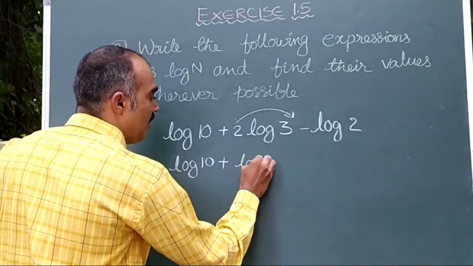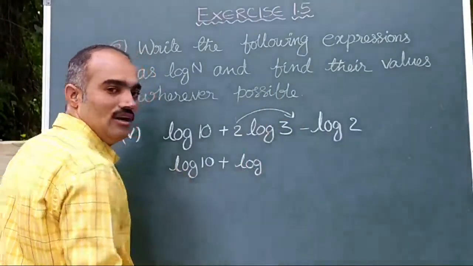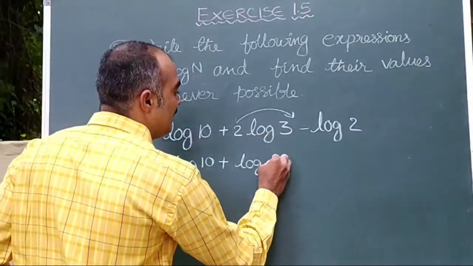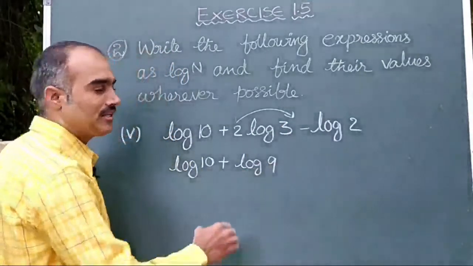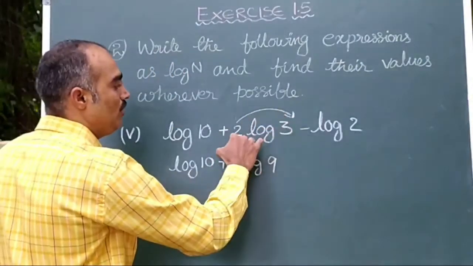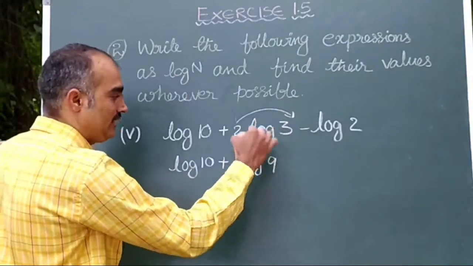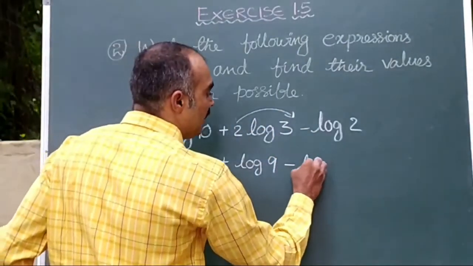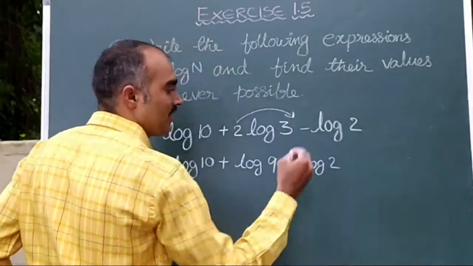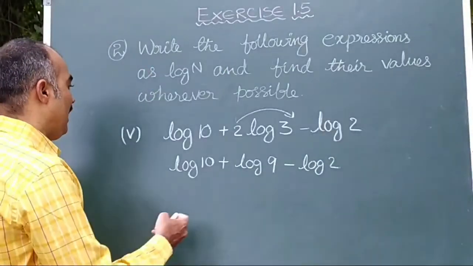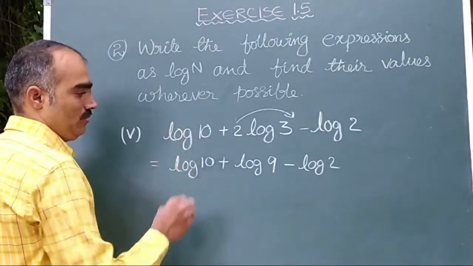So here it is log 3 square. Log 3 square, I am writing directly, children. It is log 9. Hope you understand. The square will go there, it is 3 square. So, 3 square is 9, minus log 2, right. So, I would like to apply a formula here.